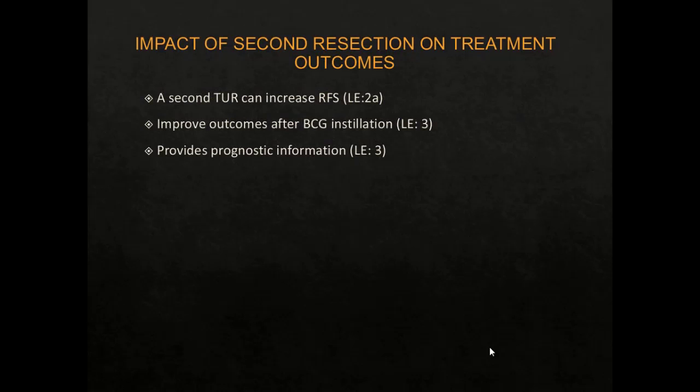Impact of second resection on the treatment outcomes. A second TUR can increase the recurrence-free survival, and the level of evidence is 2A. It improves outcomes after BCG instillation, level of evidence is 3. And it provides prognostic information, and the level of evidence is 3.